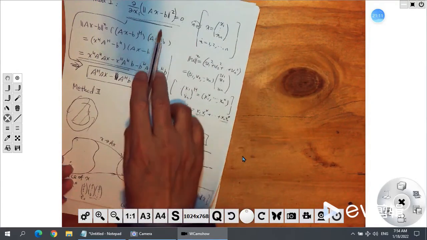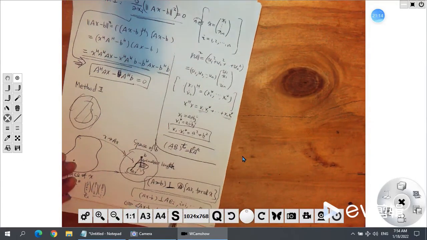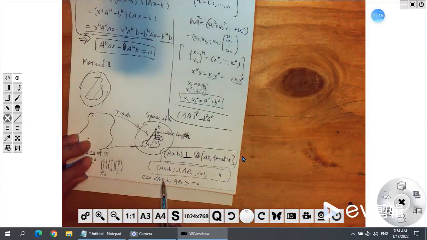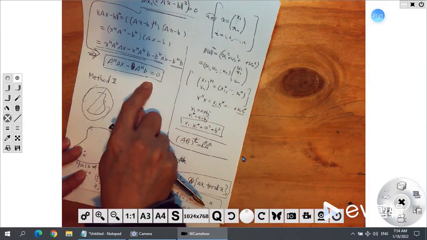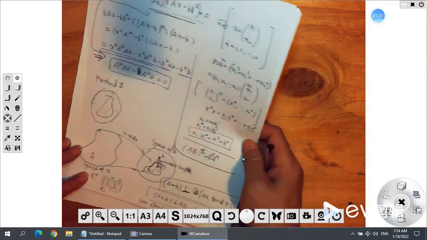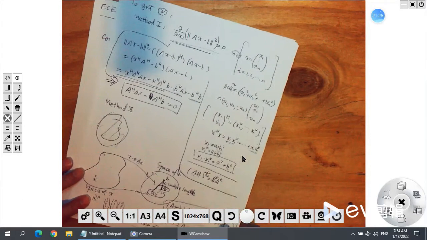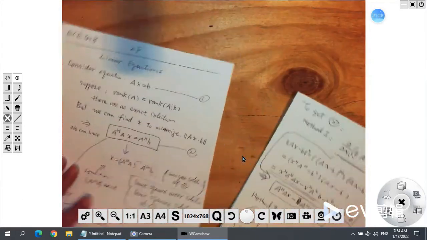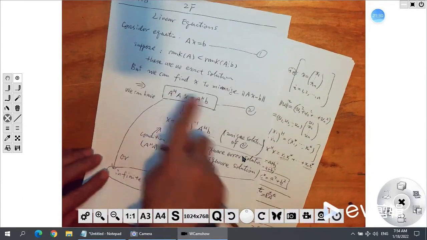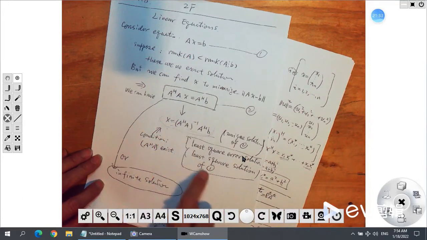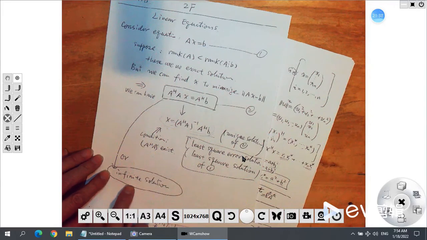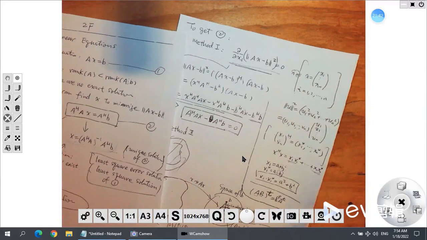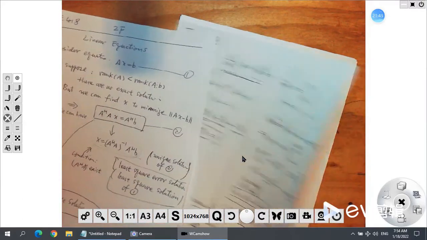Here the derivative equals 0. Here the inner product equals 0. So we have this one. So this is the formula. This is the result here. Then based on this, you can use this to find the solution if we have a unique solution. If you have infinite solutions, we have a method for the infinite solution case. Let's go to the next topic.